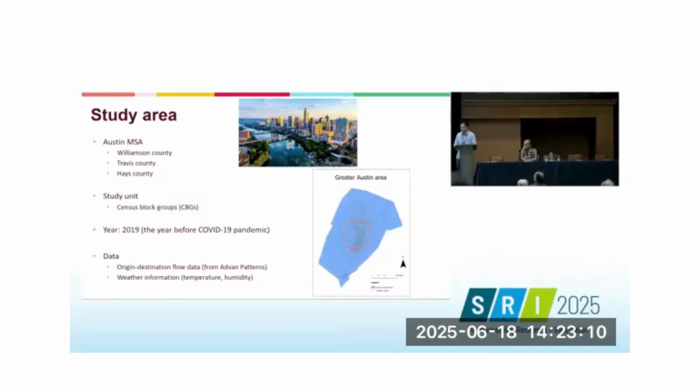We also retrieve weather information, such as temperature and humidity, from the Dewey platform. The year for this study is 2019, just before COVID, because we don't want our results to be affected by the COVID pandemic, especially the lockdown policies.